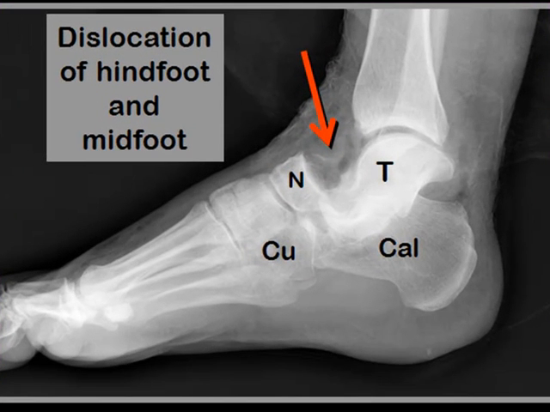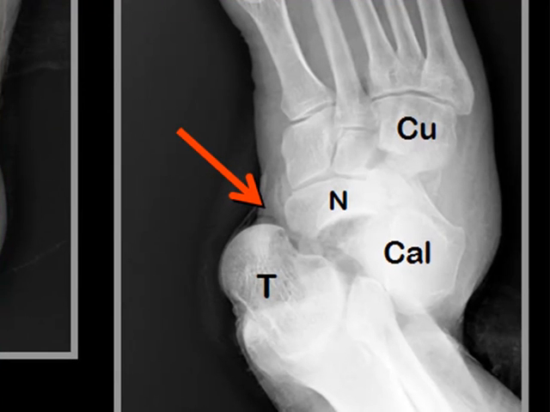On the lateral view, it is clear that the tarsal navicular, shown here by the N, has dislocated superiorly, dorsally, when compared with the talus, which continues to articulate with the distal tibia. Frontal view, you can see that the talus, marked by the T, no longer articulates with the tarsal navicular, marked with the N. In this case, there's lateral displacement of the entire foot, starting from the midfoot forward on the hindfoot.